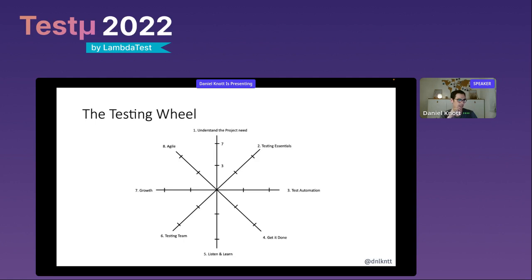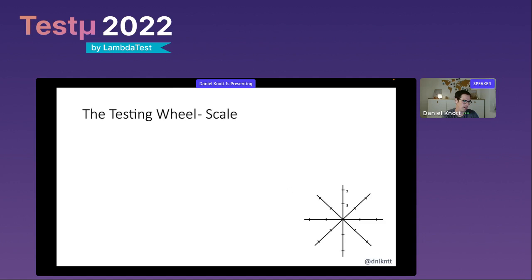So as you can see, we have the 8 categories, and we have a scale, basically. We have a scale from 0, 3, 7. I just came up with the numbers. You could also do it like 0, 5, 10, whatever you like more. So what is the scale about? 0 means basically, if you put a dot in the middle of the wheel, it means I have no idea about this. What are you talking about? I never heard about agile. I never heard about test automation, and so forth.